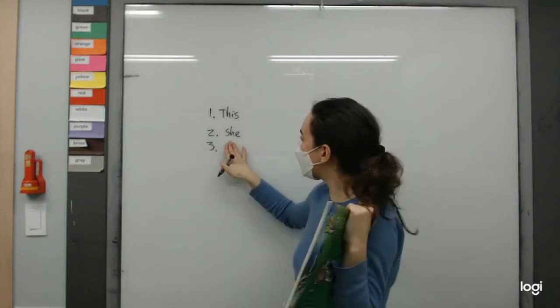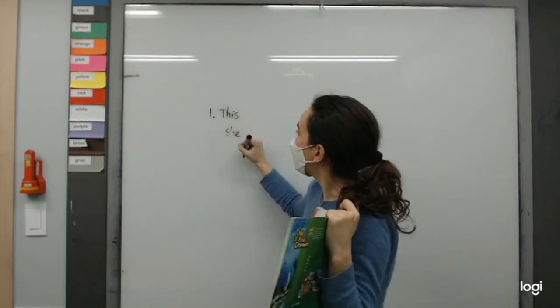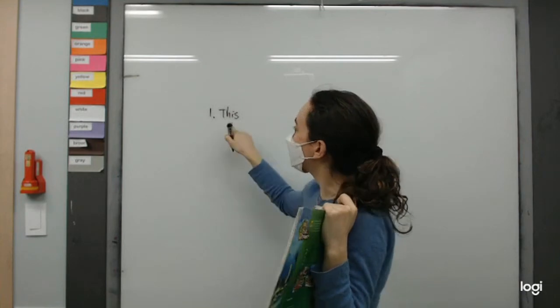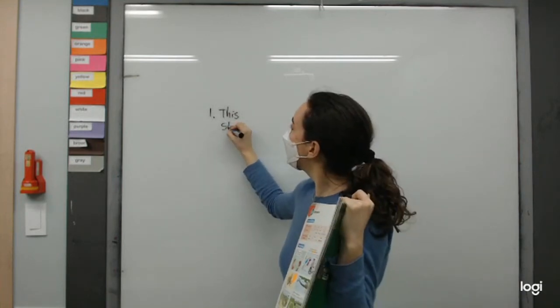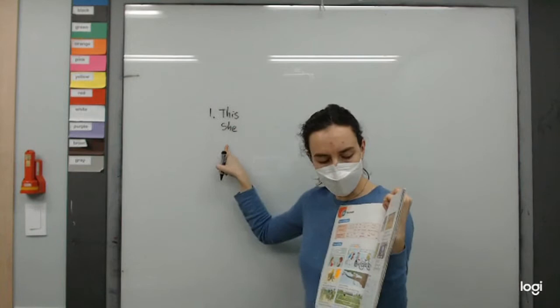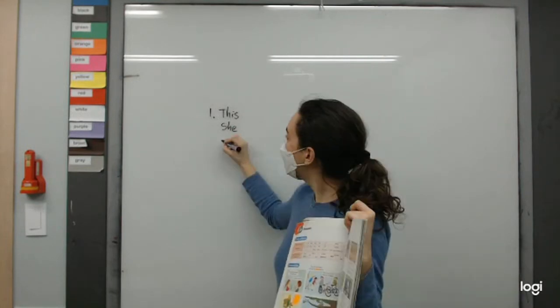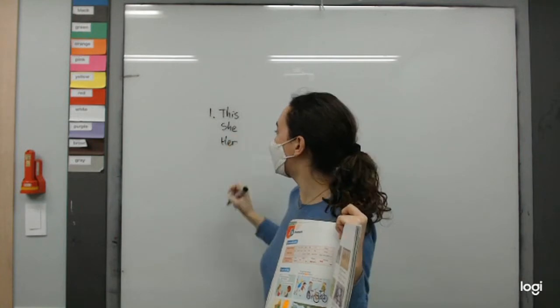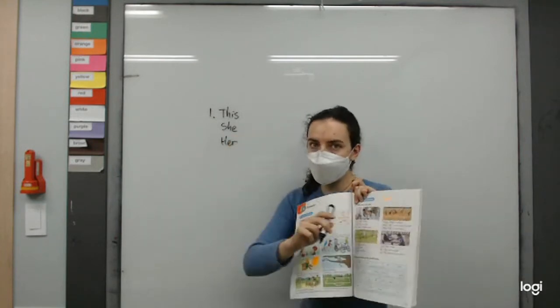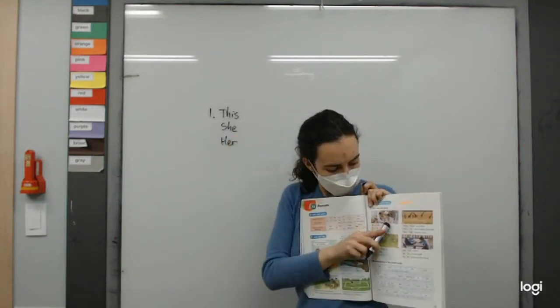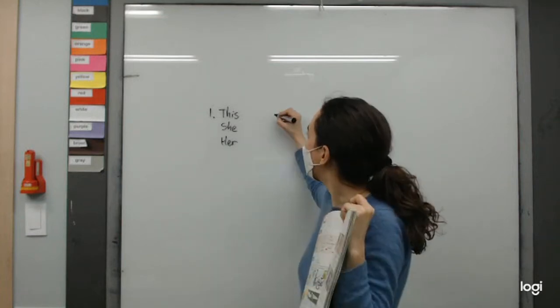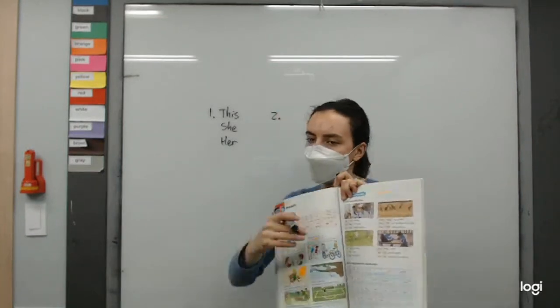Number 3. Oh, this is all number 1. Sorry. Okay. So this is Mary. She is a nurse because she is taking the place of Mary. And then we say her uniform is clean because it is Mary's uniform. Mary's uniform. Okay, so number 2, the giraffes.